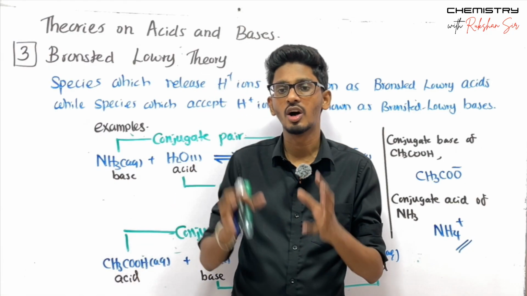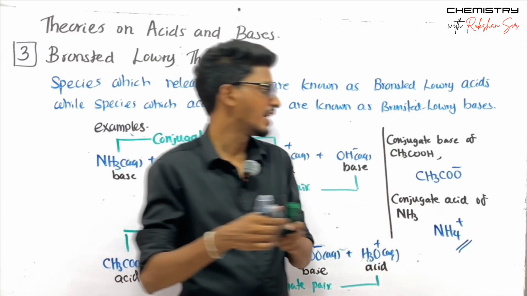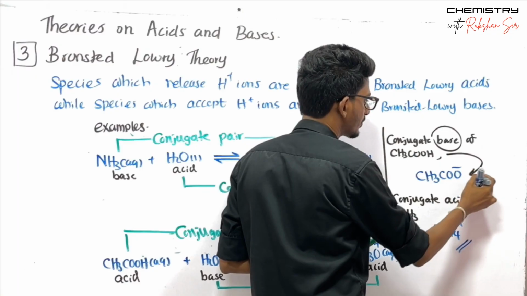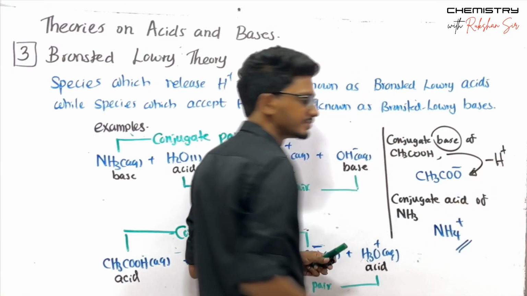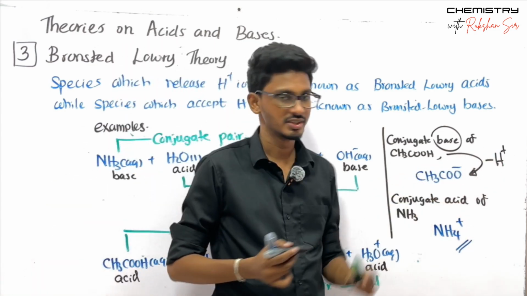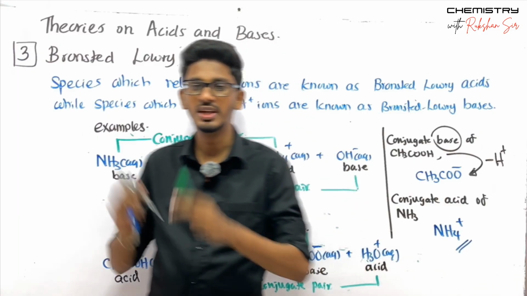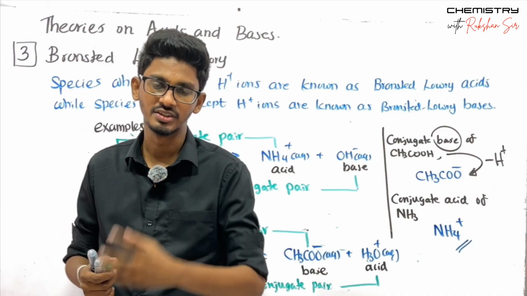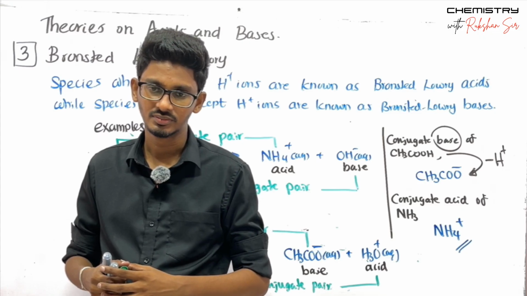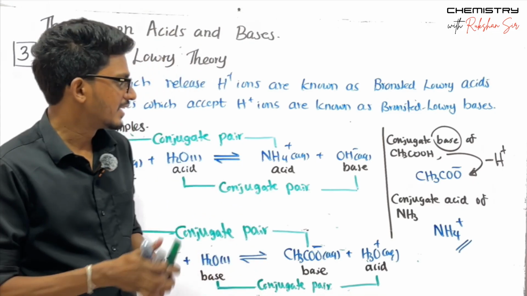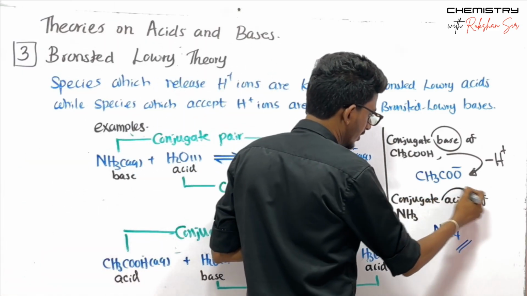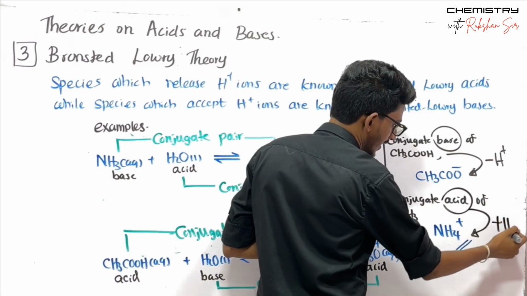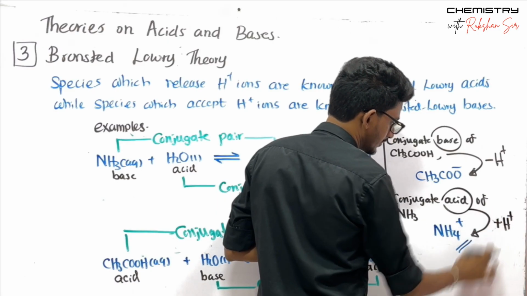Right? If they have asked you to come up with the conjugate base, then what you need to do is just remove an H plus, because bases are the ones which lack H pluses. Just remove an H plus and write this species. Lack of H plus. If they have asked you to come up with the acid of a given species, then add one H plus and write the species.